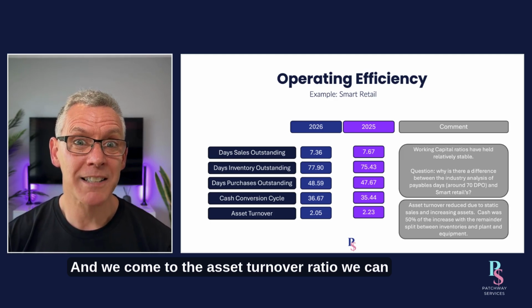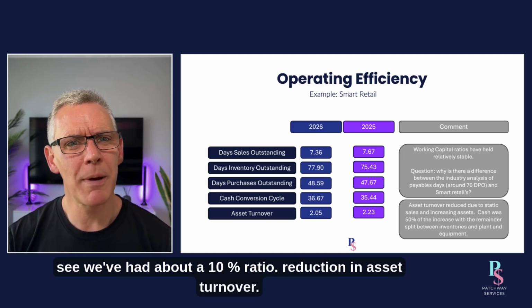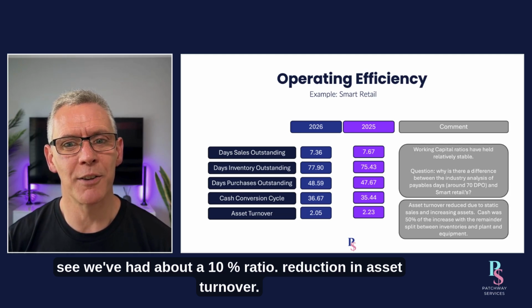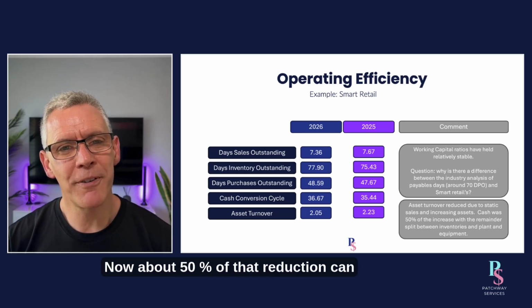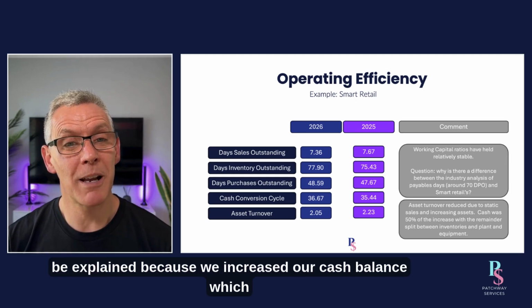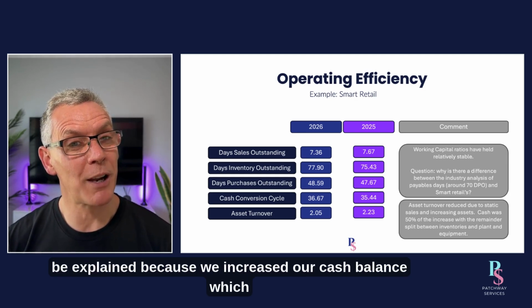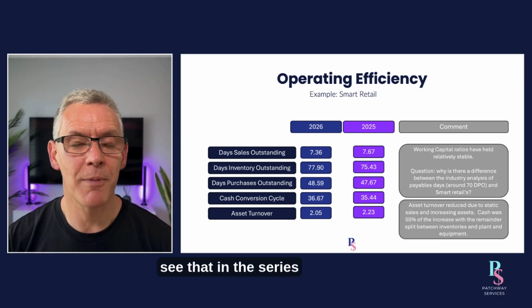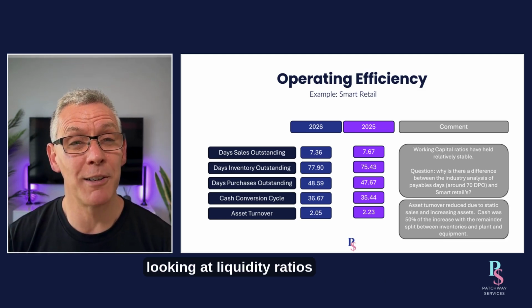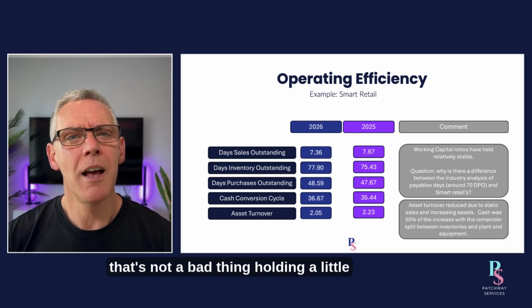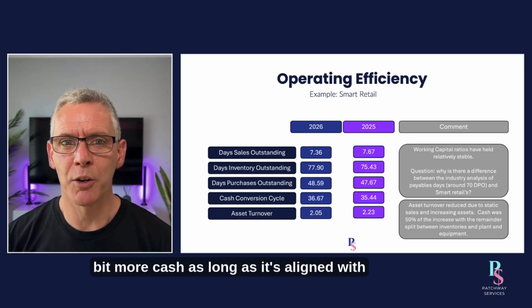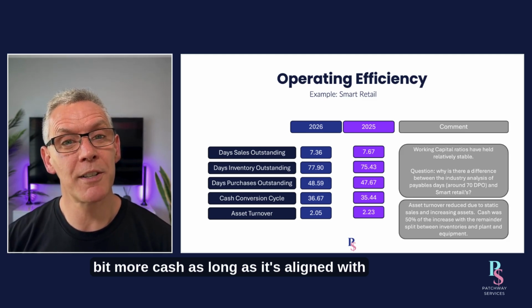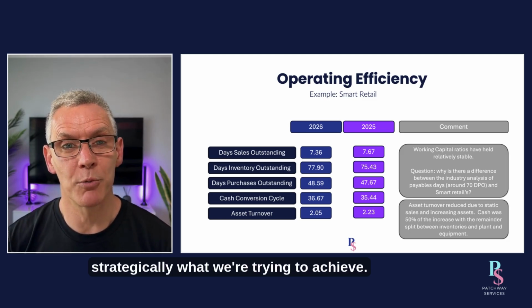And we come to the asset turnover ratio. We can see we've had about a 10% reduction in asset turnover. Now, about 50% of that reduction can be explained because we increased our cash balance, which, when we look at liquidity ratios in the series, is not a bad thing, holding a little bit more cash, as long as it's aligned with strategically what we're trying to achieve.